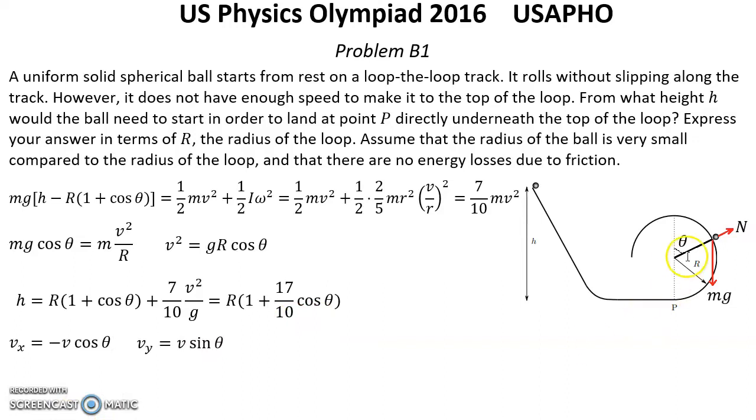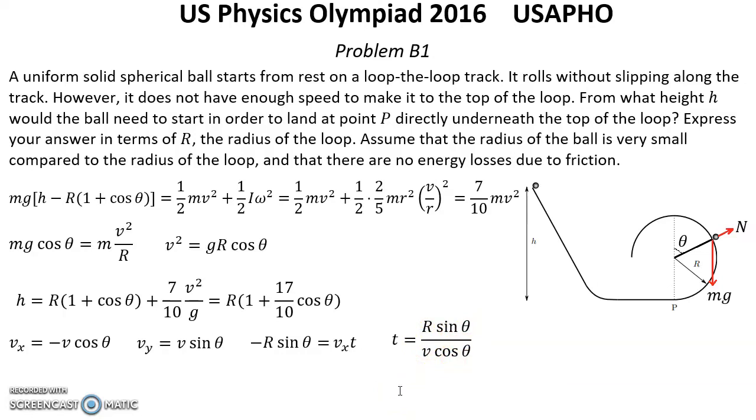Now at the point of break we have Vx equals negative V cosine theta and Vy equals V sine theta. From these two equations we can find the total time of travel. The horizontal distance to travel to point P equals negative r sine theta, which equals Vx multiplied by time t. From here we can find t: t equals r over V multiplied by sine theta over cosine theta.